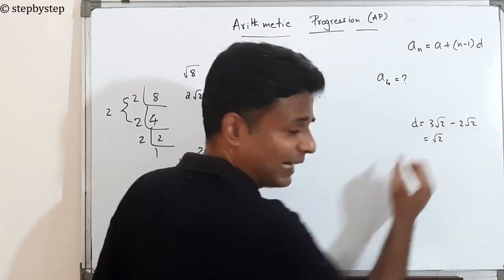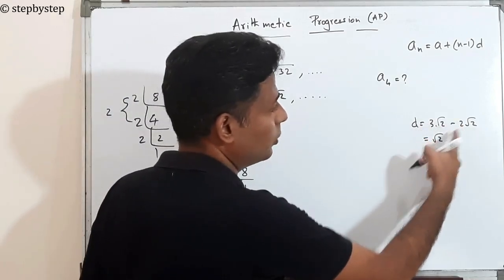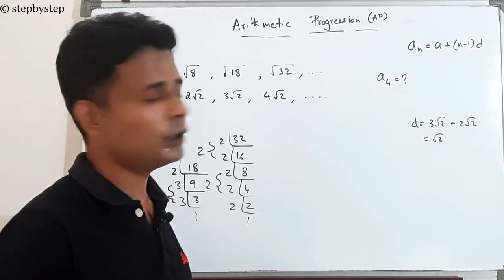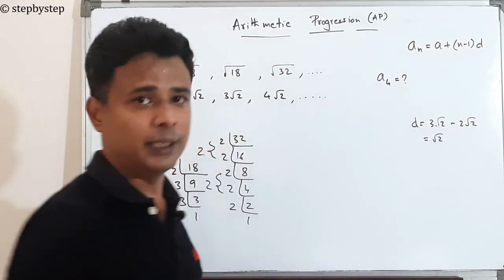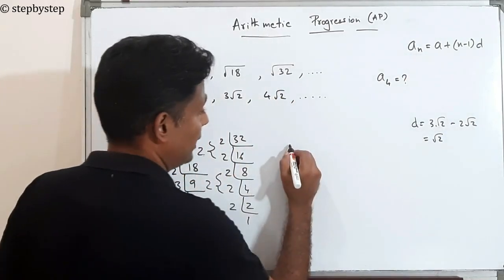Remember, these are like terms, root 2 and root 2. So you can subtract. So 3 minus 2 is 1. So we get 1 root 2, which is denoted as root 2. So now we know D, right? Now we can use the formula, that is A of n formula.